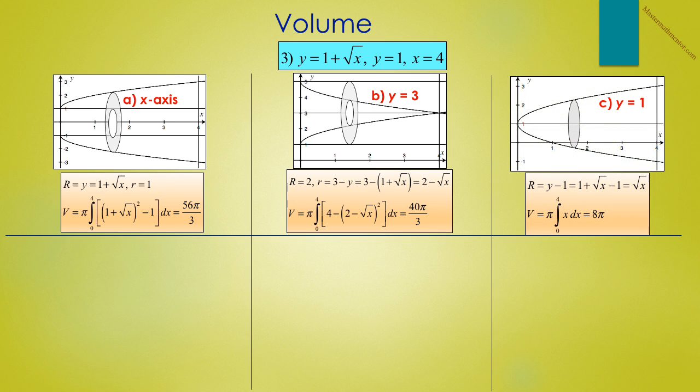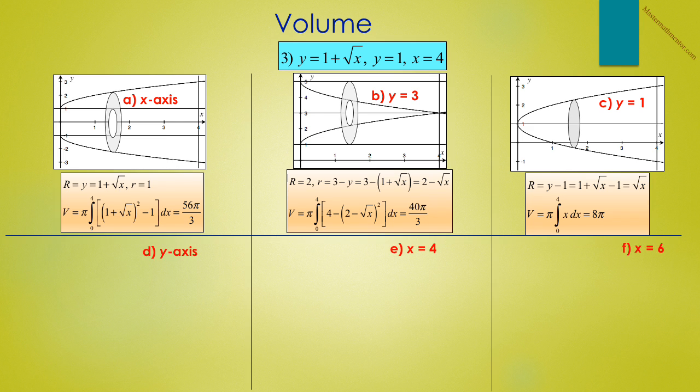In C, we are rotating around the line y equals 1. So again, we draw a mirror image across that line and we see that it is a disk problem. And therefore, capital R is equal to y minus 1, which is equal to 1 plus the square root of x minus 1, or the square root of x. And therefore, the integral is simple, pi integral from 0 to 4 of x dx, which is 8 pi.